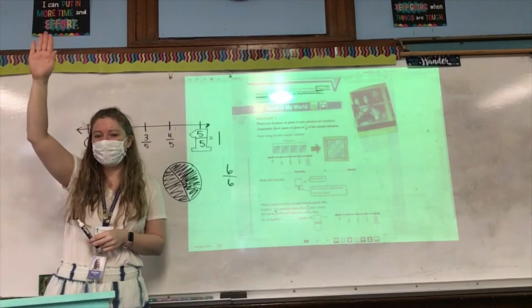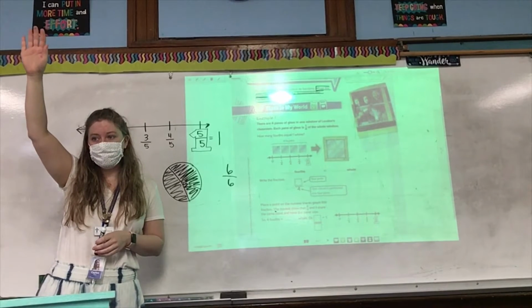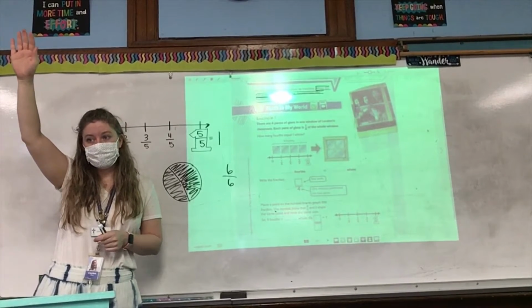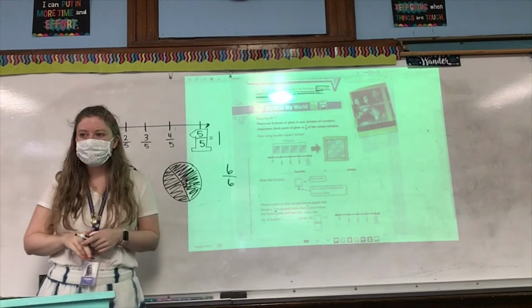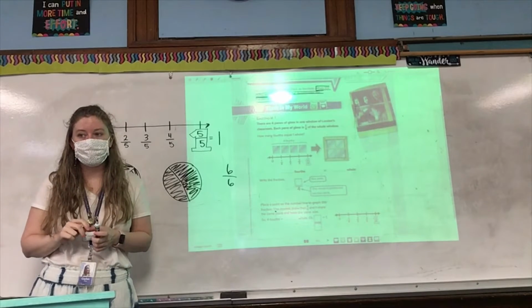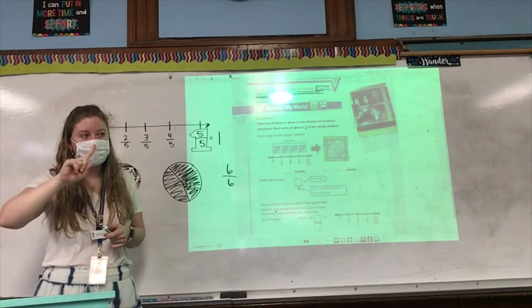Which number is the numerator? Cullen? The number that is on the bottom. Nope. What's the handy trick that we can use to remember where one of them is?